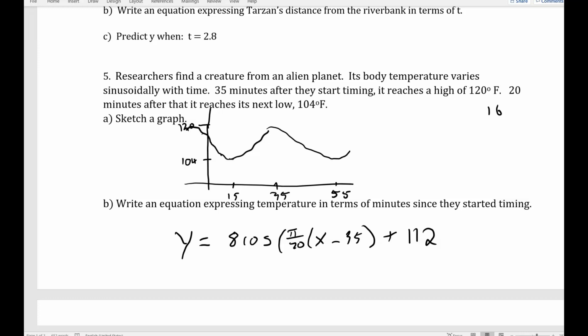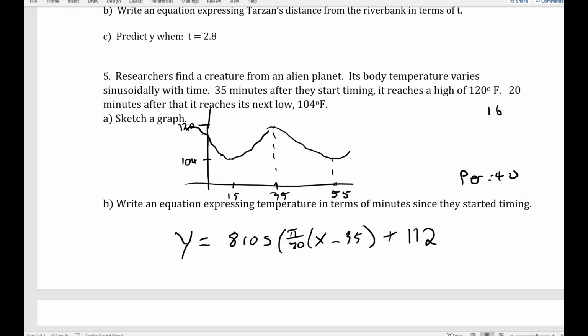The amplitude is 8. And if you add 8 to 104 or subtract 8 from 120, you get 112. So that's the vertical shift, or the midpoint. And it takes 20 minutes to go from the maximum right there to the minimum. So that would be half of a period, which means the total period is 40. So that means the frequency would be 2 pi over 40. So that's where the pi over 20 comes from.